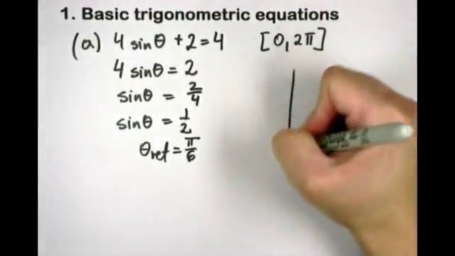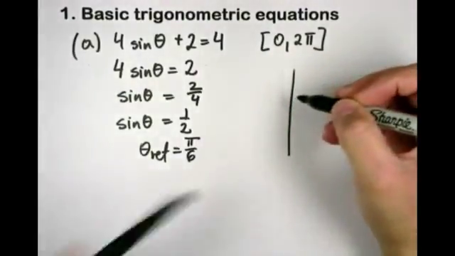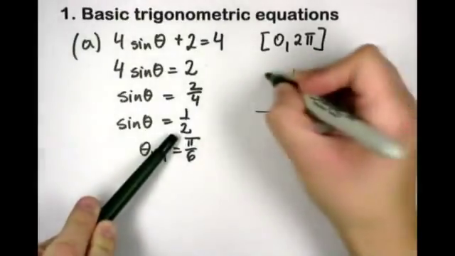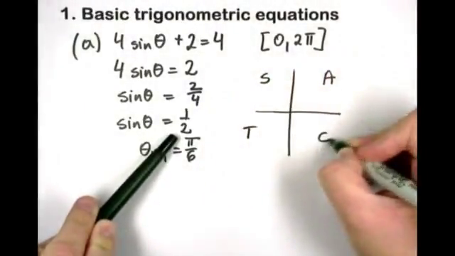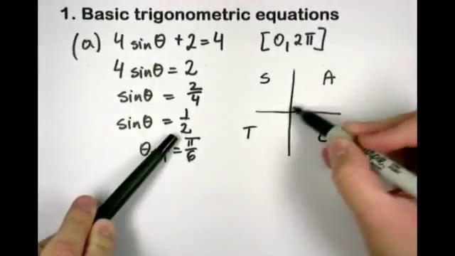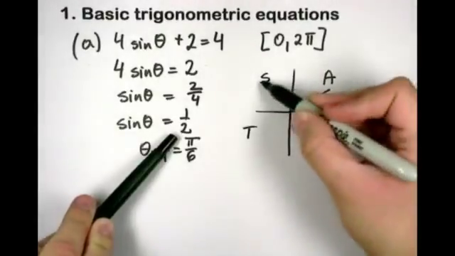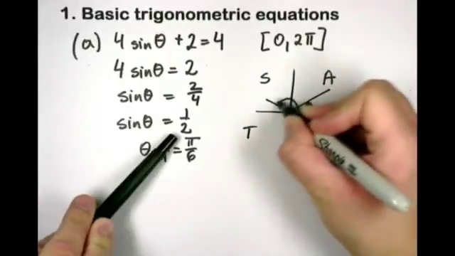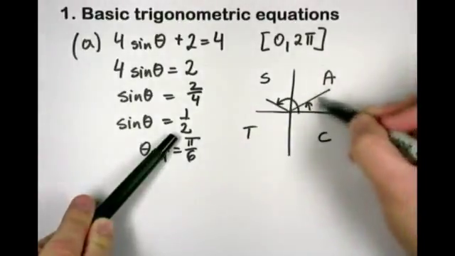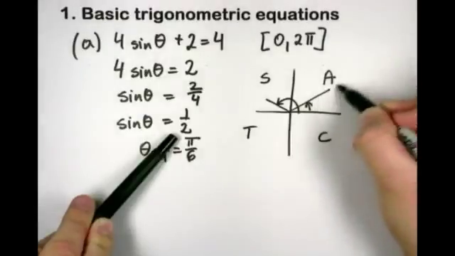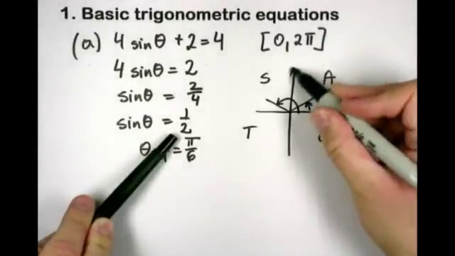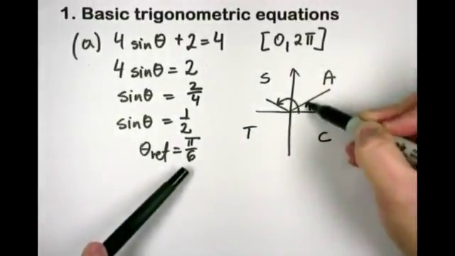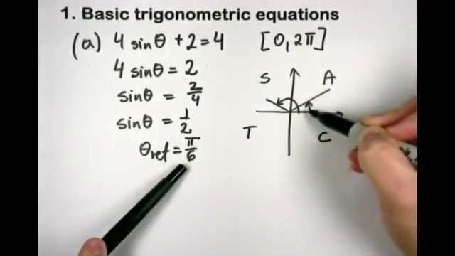So we are using where the sine theta is positive. Sine theta is positive in the first quadrant and in the second one. So we need to find this angle and we need to find this angle. The reference angle is between the terminal arm and the x-axis. So here is my reference angle. One solution is the reference angle, which is pi over 6.